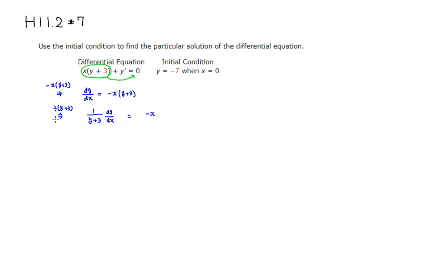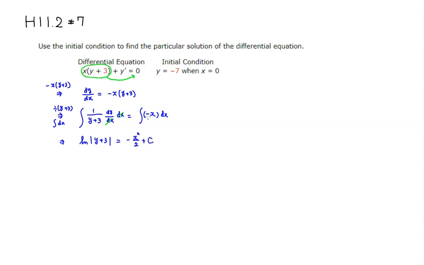Then I'm going to integrate it with respect to x. We have an integral and a dx, and then on the other side an integral and a dx, so we can cancel the dx on the bottom and the dx on top. Then we can just integrate it. The antiderivative of 1 over y plus 3 is the natural log of the absolute value of y plus 3, and the antiderivative of negative x is negative x squared over 2 plus some constant c.